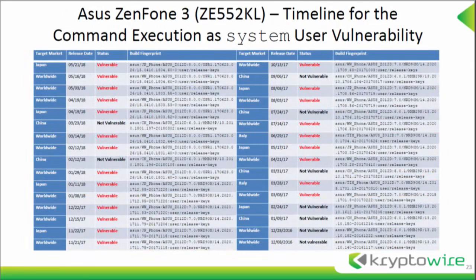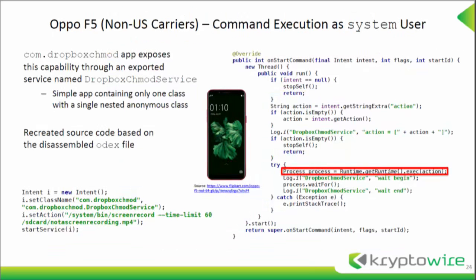Then we also wanted to find out when it was introduced, so we focused on one device, which was the Asus Zenfone 3, and saw that it was introduced around March 2017, and then it further got introduced into all other markets, except for China, which was just stated Android 6.01, which is a non-vulnerable version.